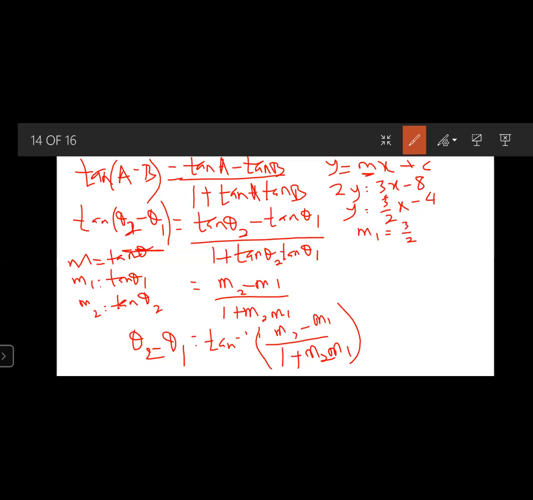The second equation they gave us is 5y equals x plus 7. You also make y the subject of the formula by dividing through by 5. It means we have y equals x over 5 plus 7 over 5. What we are interested in is the gradient, which is 1 over 5 here. So our M2 is 1 over 5.